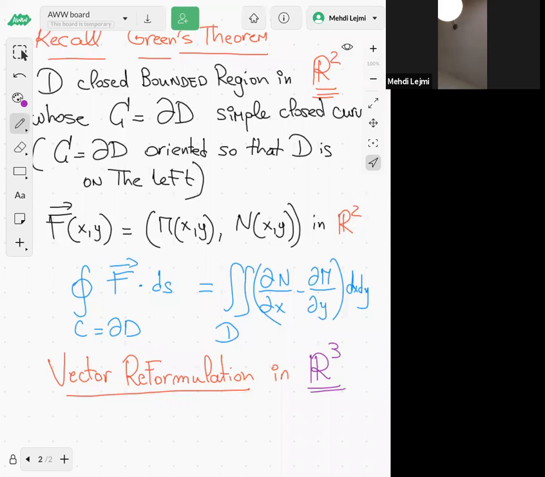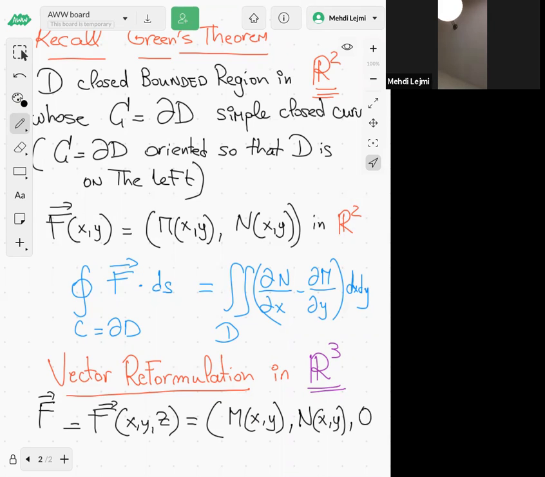Okay, so now we are in R3, right? Your vector field F can be written with three components. It has M of x, y, there's no z, and N of x, y, and then the third component is just 0, because F is supposed to have just two components. Right, and then we introduced the curl of F.